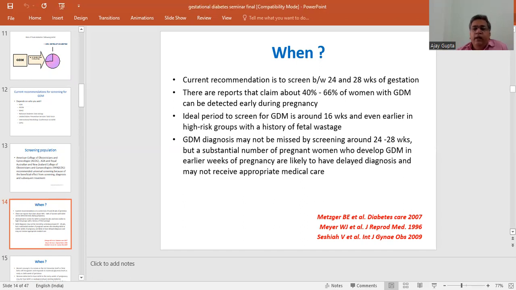and may not receive appropriate medical care. So some societies recommend that as soon as the pregnancy is confirmed, even during the first trimester, the individual, the pregnant lady, should be evaluated for GDM to get the proper benefit of early diagnosis and management.